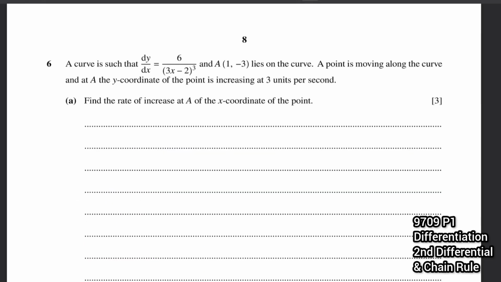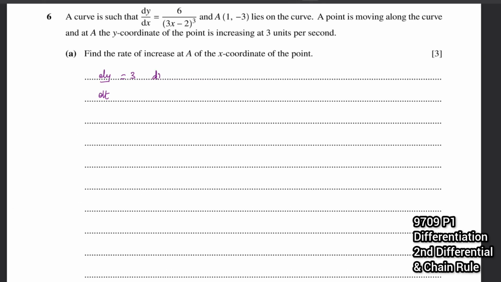Let's do another question. A curve is such that dy by dx is given, and A, which is 1, minus 3, lies on the curve. A point is moving along the curve and at A, the y coordinate of the point is increasing at 3 units per second. dy by dt is 3. dy by dx is given. Find the rate of increase at A of the x coordinate, which means we have to find dx by dt. How do we find this out?